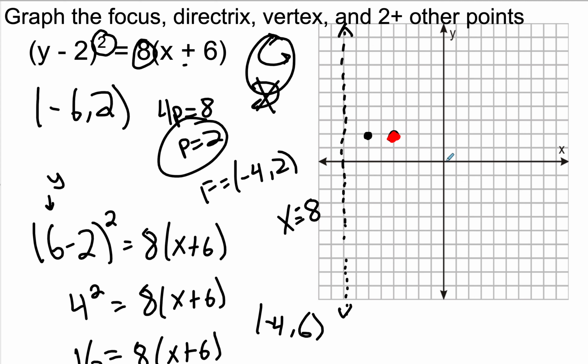So I come over. 1, 2, 3, 4. 1, 2, 3, 4, 5, 6. Notice 4 away from both. I'll do my symmetry. 1, 2, 3, 4. 1, 2, 3, 4. Okay, because now the axis of symmetry is this line right here.